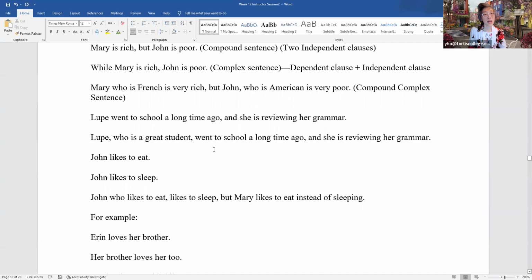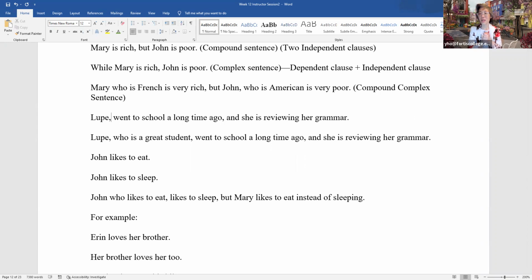This is known as a compound complex sentence, because here you have the compound sentence, the two independent clauses joined by fanboys, and then you add in a dependent clause. All I did was add a dependent clause to a compound sentence, and that becomes a compound complex sentence.